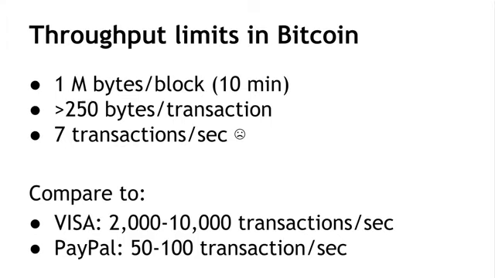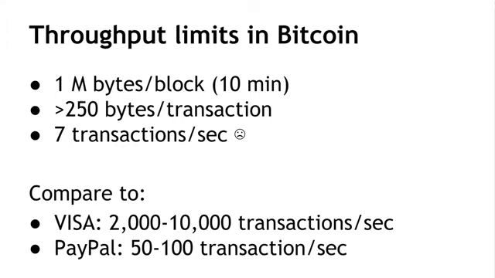Each block is limited to 1,000,000 bytes. And each transaction has to be at least 250 bytes. So if you divide through and the fact that blocks are found every 10 minutes, you're left with about 7 transactions per second, which is all that the Bitcoin network can handle. And it seems like tweaking those numbers would be very easy. It's just one constant in a file somewhere that you'd have to change. It would actually be very hard to change this in practice for reasons that will become clear in a few seconds. So how does 7 transactions per second compare?